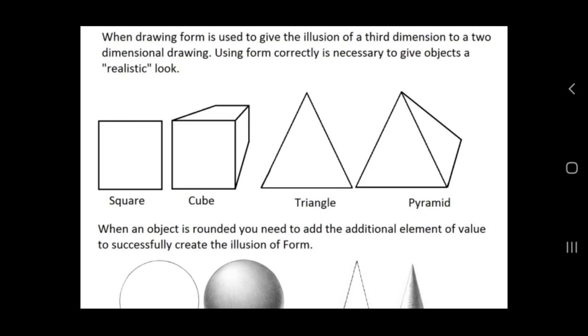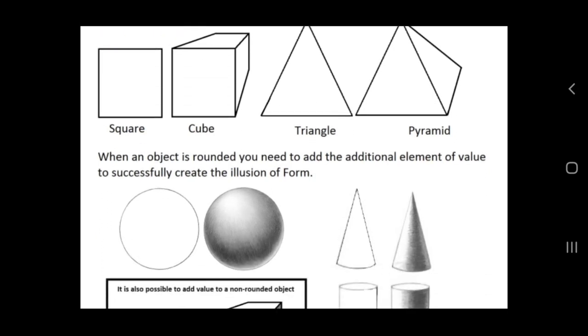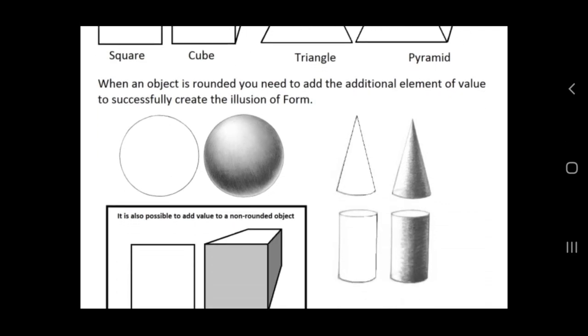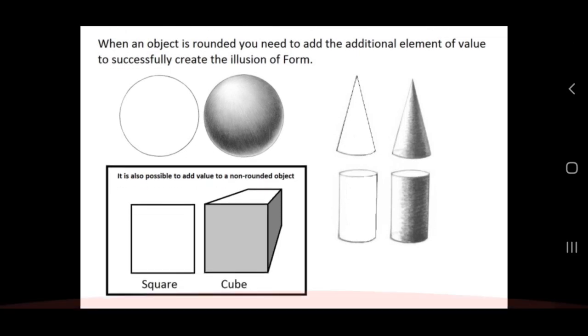There you can see a square turns into a cube, a triangle into a pyramid. When an object is rounded, you need to add the additional element of value to successfully create the illusion of form. There you have the example of a cylinder and a cone and a sphere. It is also possible to add value to a non-rounded object. Here you see, again, the square being turned into a cube.